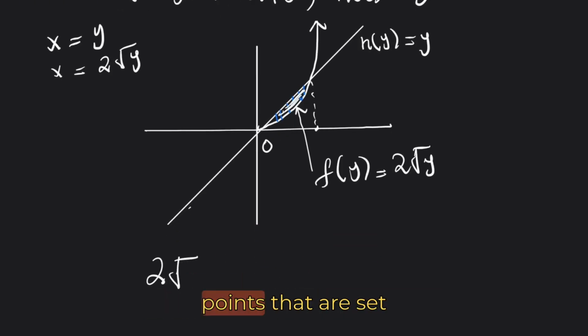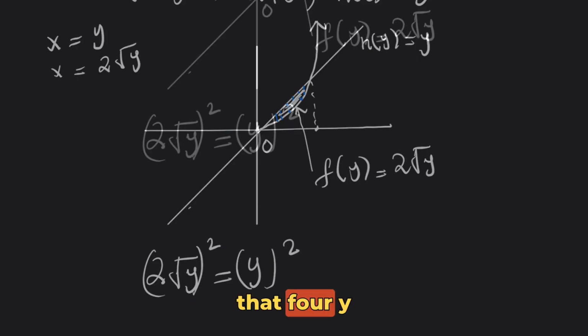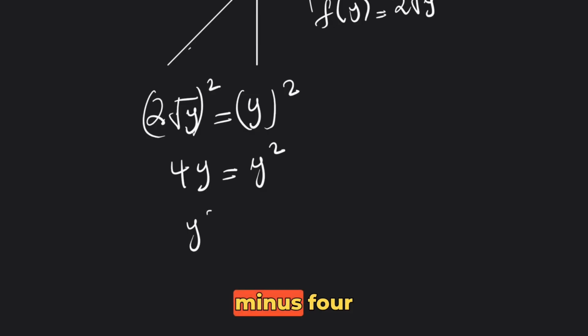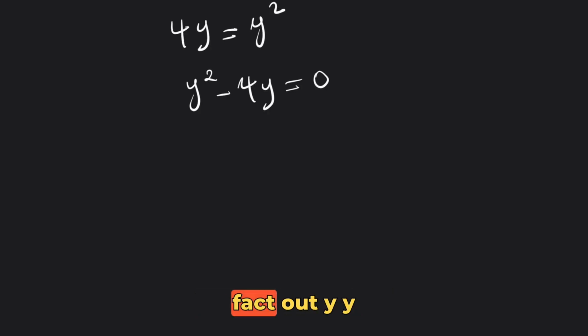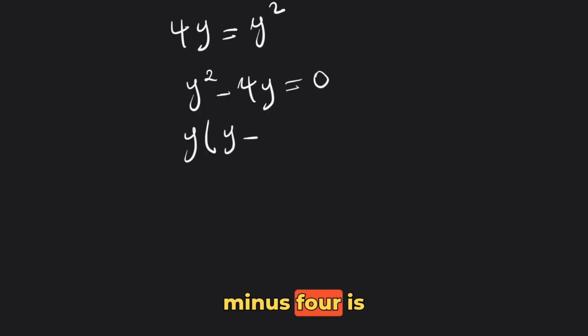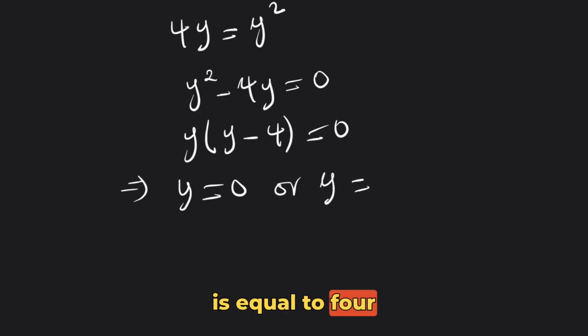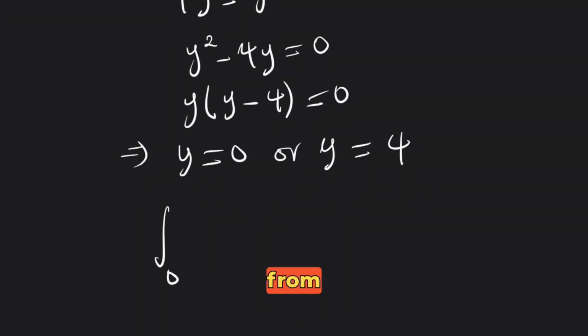To determine the intersecting points, we set the square root of y equal to y, then square both sides, so y is equal to y squared. Then we can write this as y squared minus y equal to 0, and factor out y, giving y times y minus 1 equal to 0. This tells us y is equal to 0 or y is equal to 1. So we are integrating from 0 to 4.